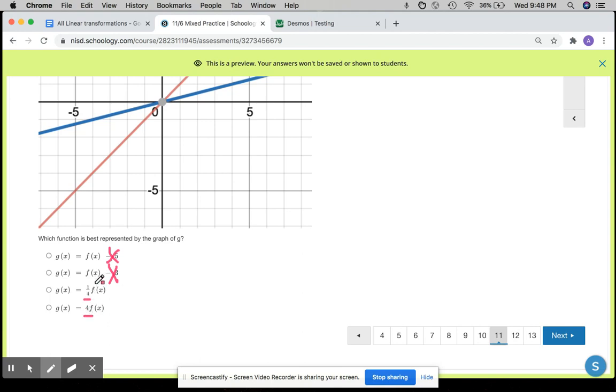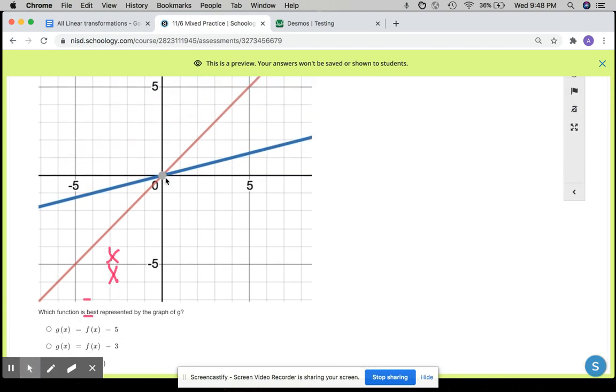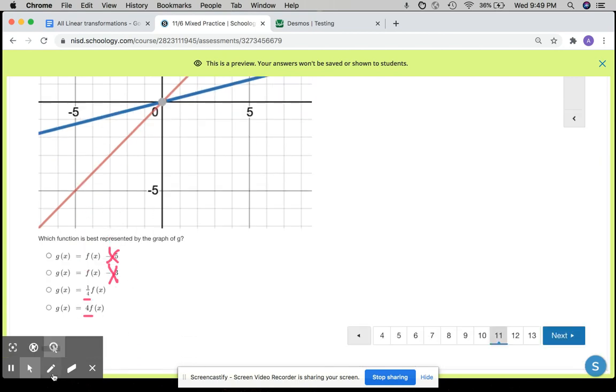So when I look at this multiplication, I want to recognize, well, if it's 1/4, my graph becomes less steep. If it's multiplied by 4, my graph should become steeper. So when I look at this graph, it's up 1, right 1, 2, 3, 4. So up 1, right 4 changes my slope to 1/4. So I want to recognize that the correct answer would be 1/4 times f of x.